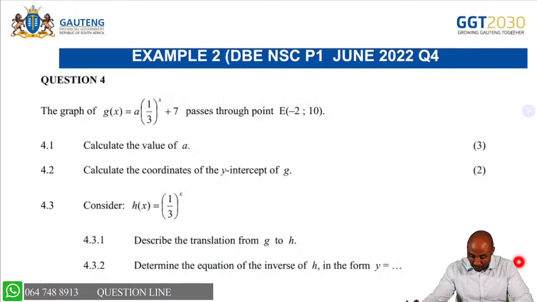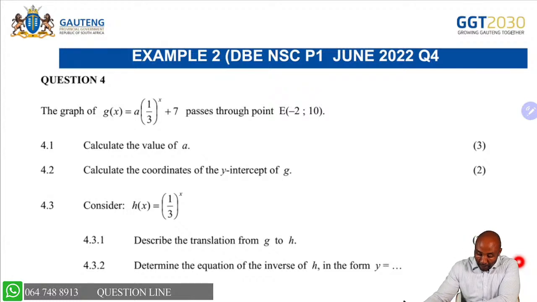Now, let's move along. Here is example 2. We are given the graph of g of x equals a times 1 over 3 to the power x, plus 7, and we are given a point that lies on the function. We are supposed to calculate the value of a, and we are also supposed to calculate the coordinates of the y-intercept of g.